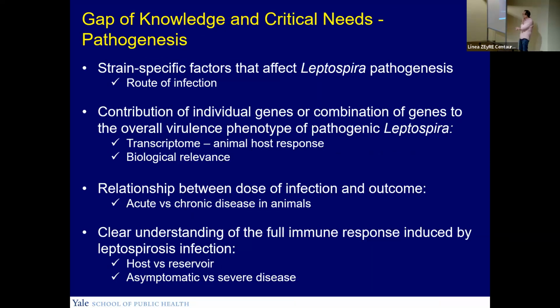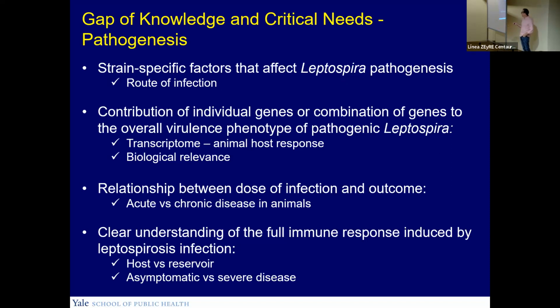Here are some of the main gaps that we have in terms of leptospirosis pathogenesis. As I mentioned before, we don't know any strain-specific factors that affect pathogenesis. There are 41 species, and we have no idea how those play a role in pathogenesis. Route of infection can have an effect on that too. We don't know the contribution of individual genes or combinations of genes to the overall virulence. As I mentioned, the first virulence factor came in 2007. If I count now, we have about 4,500 proteins in the proteome, and there are 7 published virulence factors. I think our group probably has 5 of those.